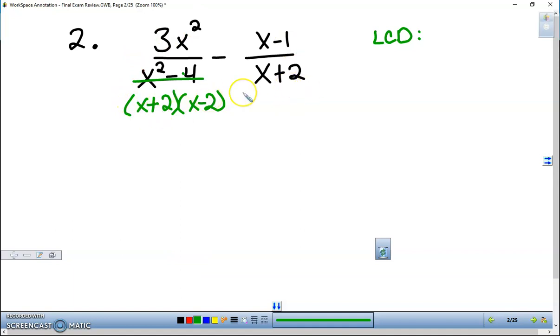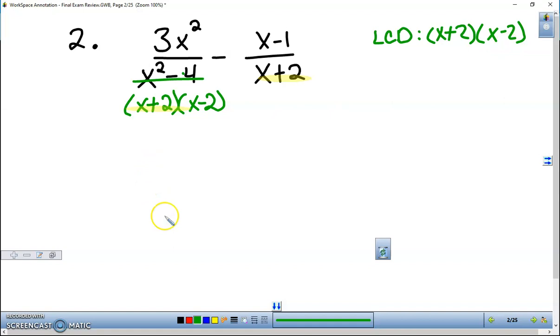So now as we're looking at the denominators and trying to determine the least common denominator, the first word that you need to think of is common. What do they both have? And in this case, they both have an x plus 2. So with that, we're then going to look to see, well, what would be left? If we remove the x plus 2's, what's left? And that's the x minus 2.